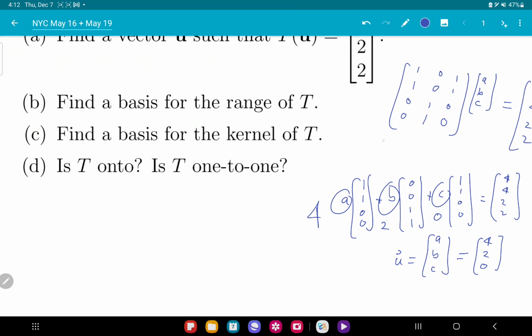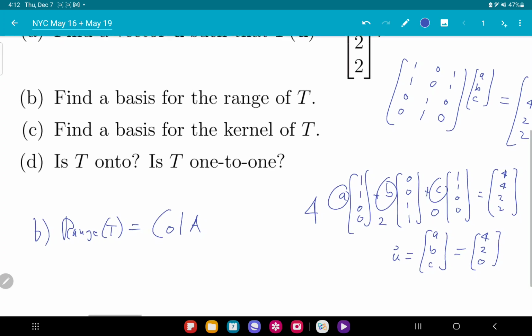Okay, so this is a matrix transformation. So the range of T is going to be just the column space of A. So I'm going to find a basis for the column space of A. I should use my usual algorithm. I should take the matrix A here and reduce it to echelon form.